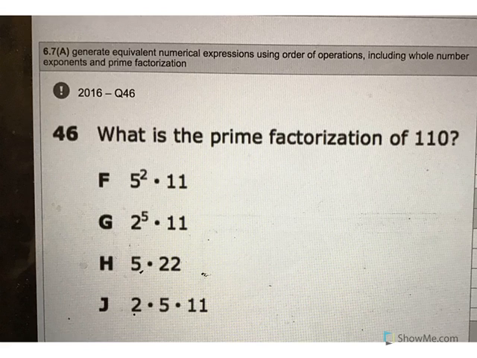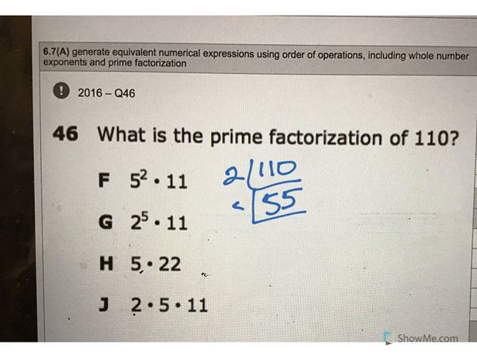Our last problem, what is the prime factorization of 110? Again, we're going to do it 2 ways. 110, 2 will go into it. 110 divided by 2 is 55. Okay, 2 won't go into this, obviously, so it's 5. 5 will go into that 11 times. And then I'm done. Pretty simple, pretty easy.